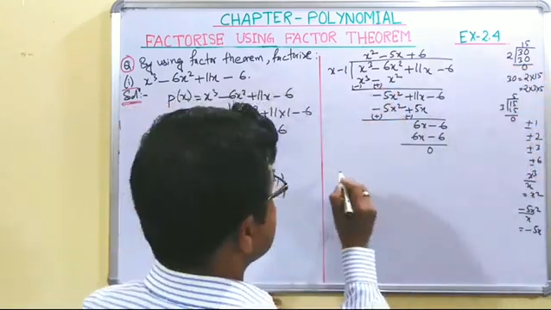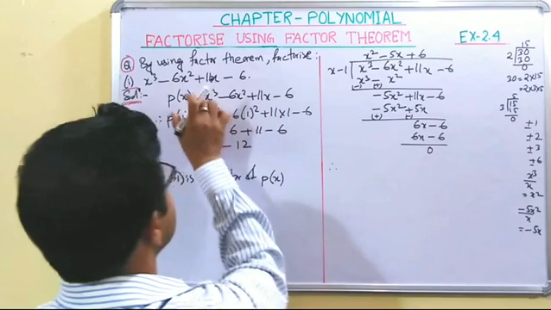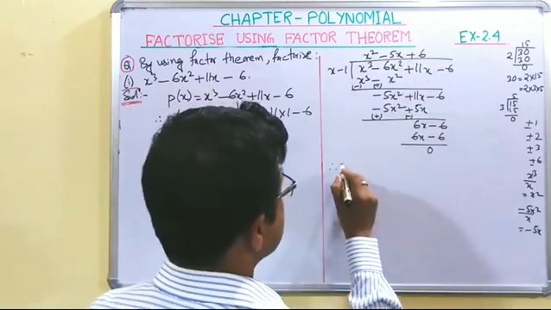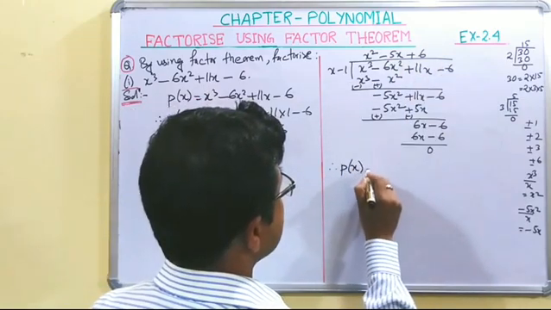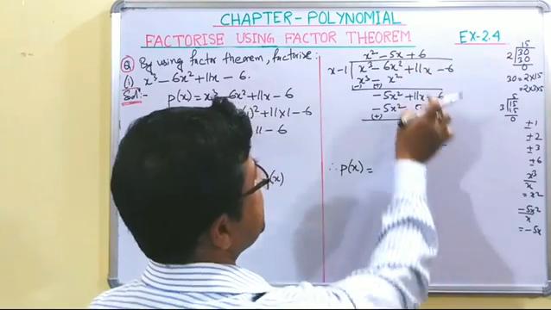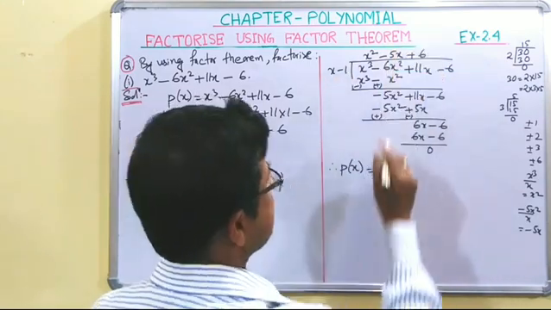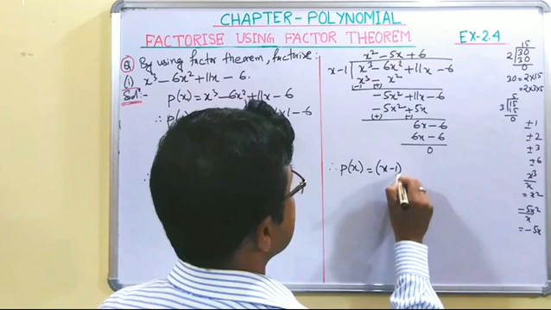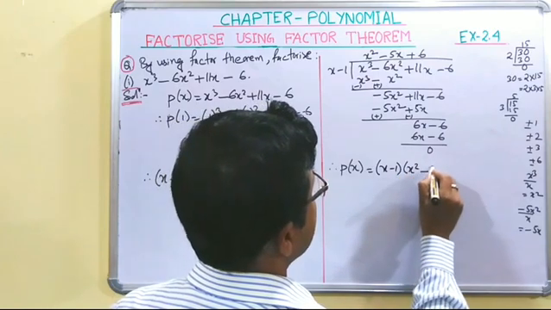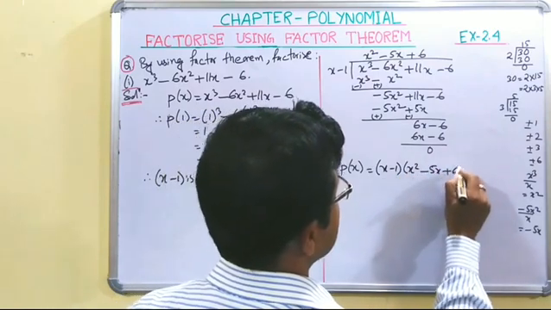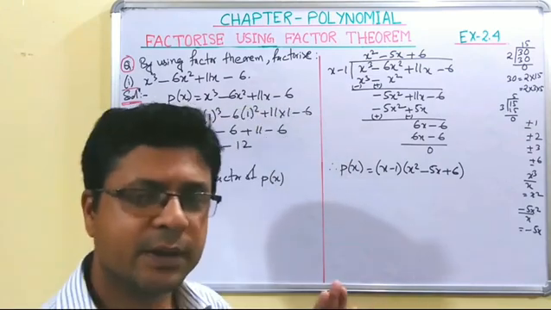So this polynomial, which we have represented by px, without writing it out, let us just represent by px. As the remainder is 0, px equals x minus 1 into x square minus 5x plus 6. Okay student, have you understood up to this much?